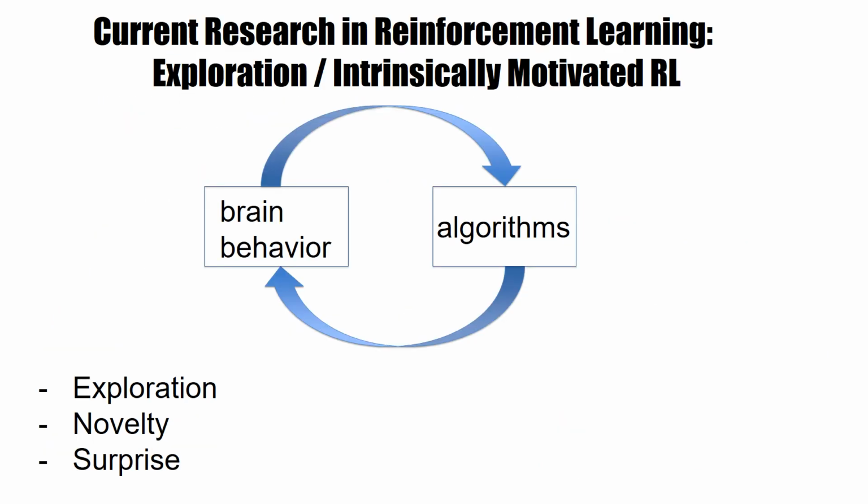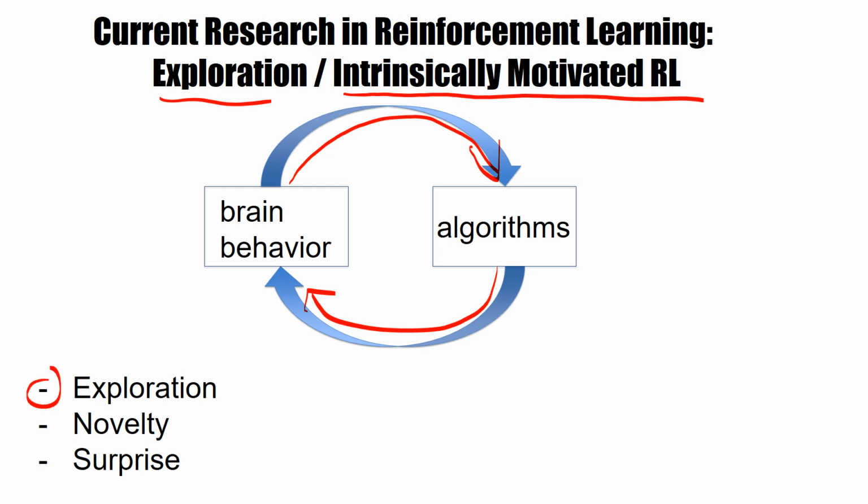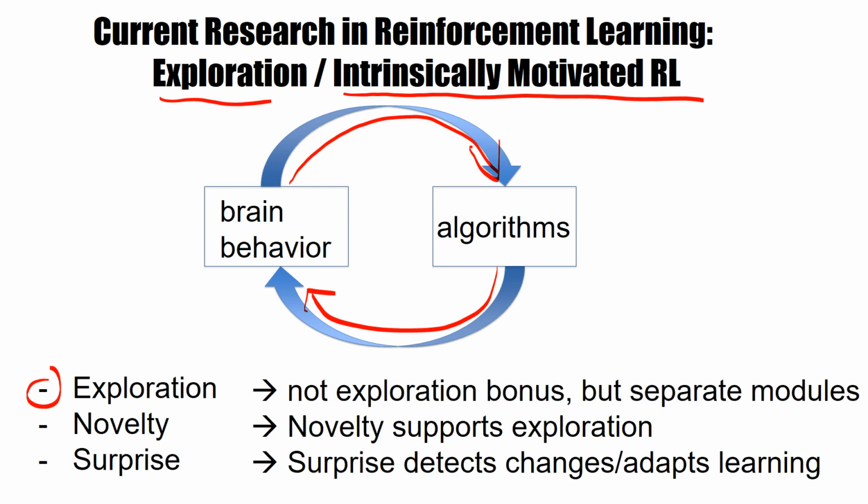So this is a current field of research in reinforcement learning, exploration, or more generally, intrinsically motivated reinforcement learning algorithms. And again, as we have seen here in this last video, we have an interaction between observation of how humans are solving a task and algorithms. Exploration is a big topic. Exploration is in humans not done with some type of exploration bonus, but really separate modules. There's a module for novelty-based Q values, and then you can switch the importance of novelty Q values versus reward-based Q values depending on the demands.